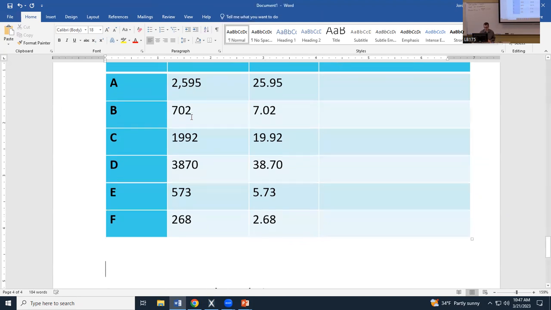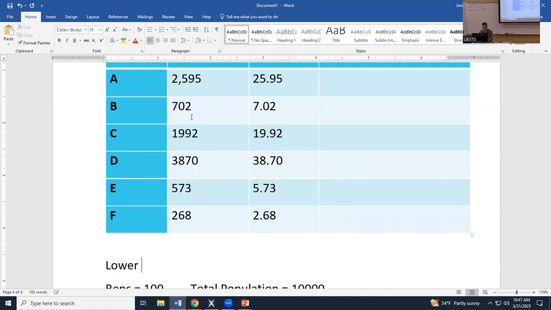Now, if you look at the lower quota, I basically just pretend the decimals don't exist. And I say 25 plus 7 plus 19 plus 38 plus 5 plus 2. That would give me 96 in total. Which means I need to add 4. So I'm going to look for the 4 highest decimals. Is that right?